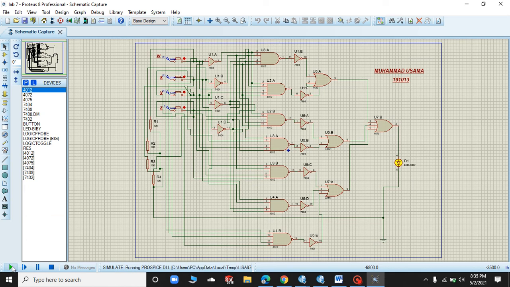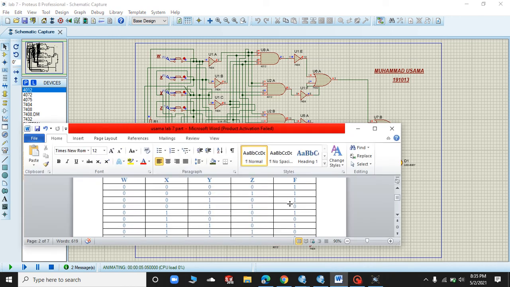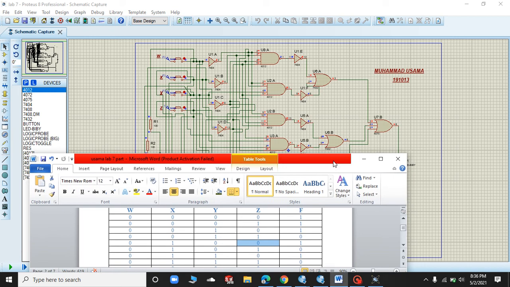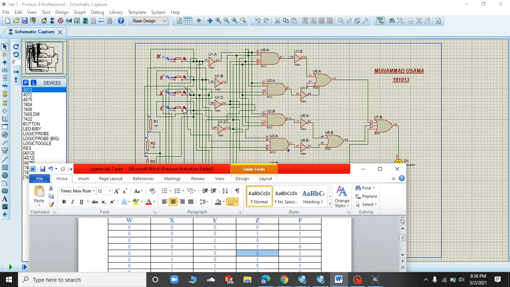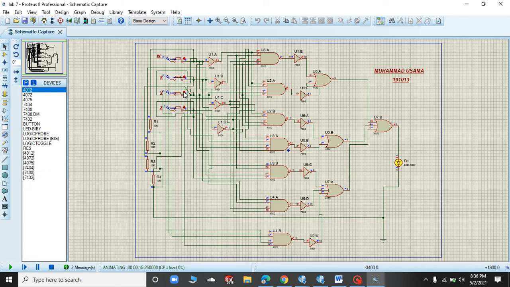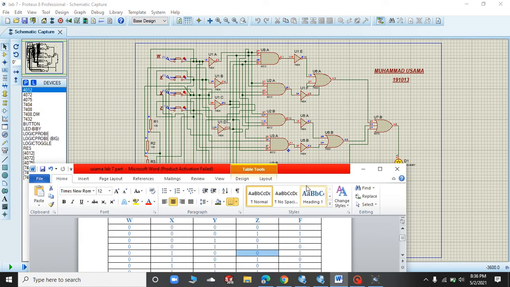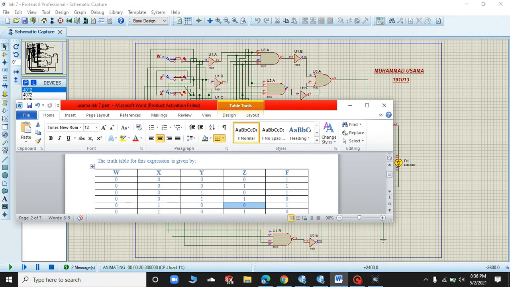When I run the simulation, you can see that when all of the switches W, X, Y and Z are open, I have a 1 output. So you can see that when all of the inputs are 0, I'm getting a 1 output. When W, X, Y are 0 and Z is 1, then also I'm getting a 1, a high output. That's pretty much okay.